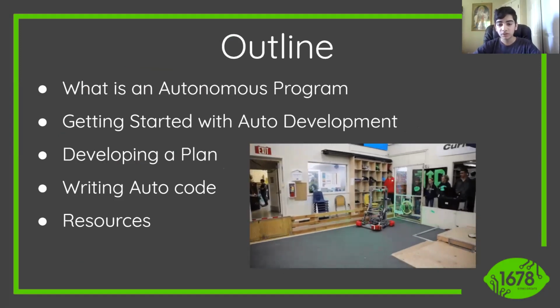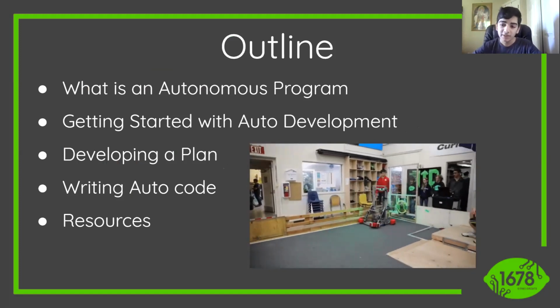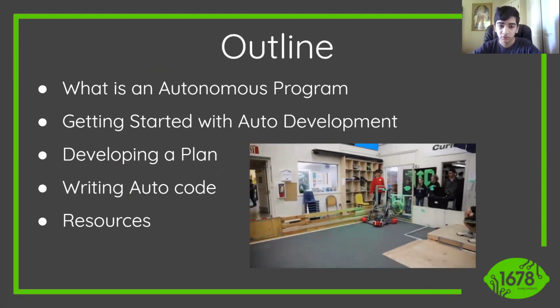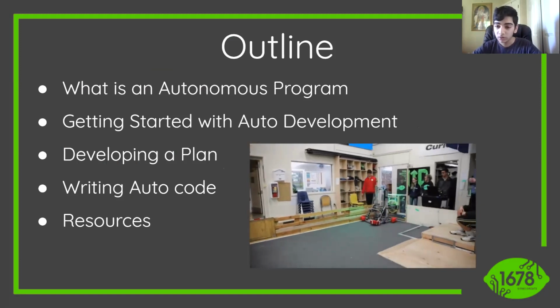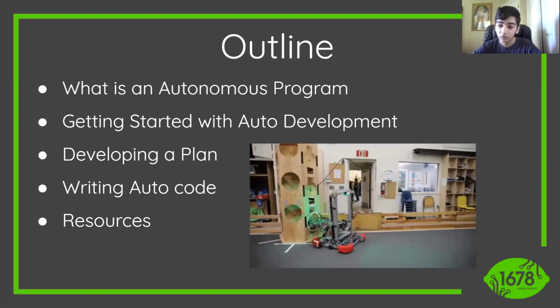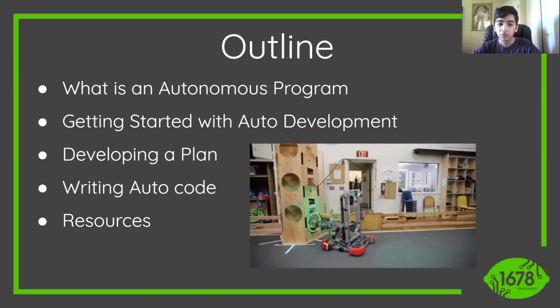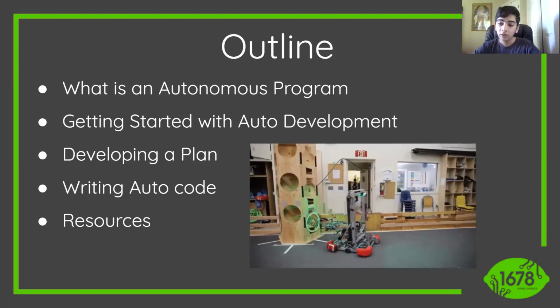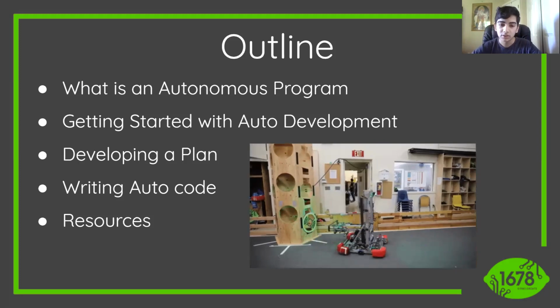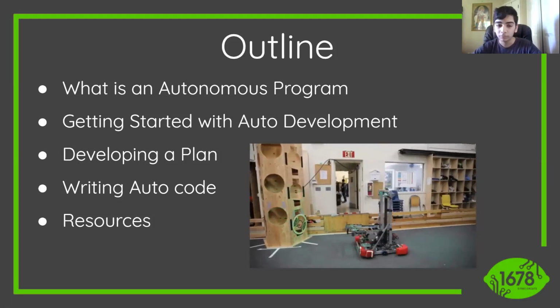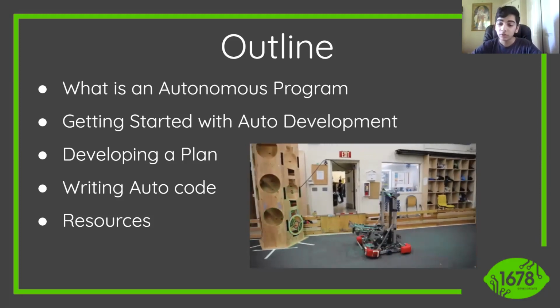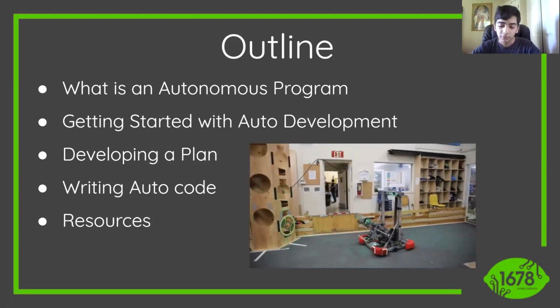A quick outline of today's presentation. We will be going over what an autonomous program is, what exactly constitutes an autonomous program. How do we get started with auto development on 1678? What are the things we think about? What are different factors involved? Then I'll go into how we develop a plan for how we want to create our autos, what autos we want to create, and different planning processes. Finally, I'll go over what we do on 1678 to write our autos and execute upon them so they are ready at competition. And at the end, I will have some resources for you if you would like to use them.